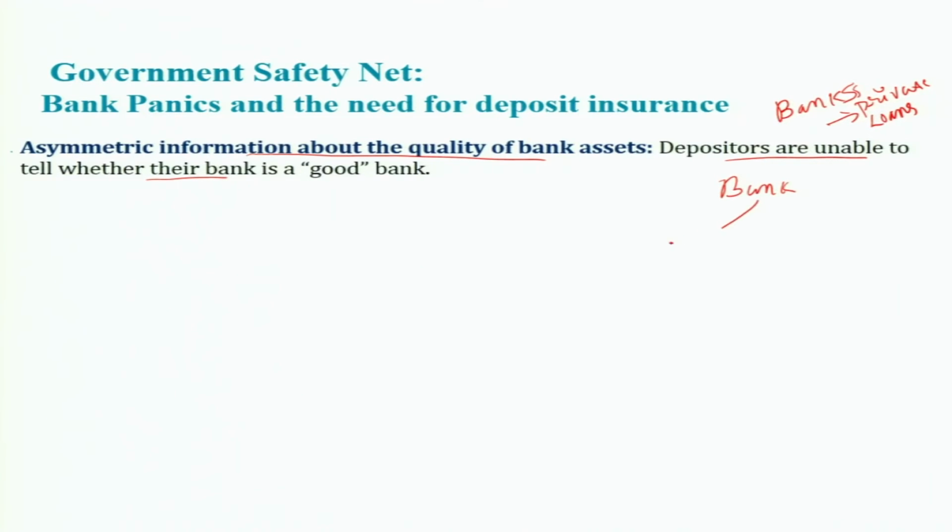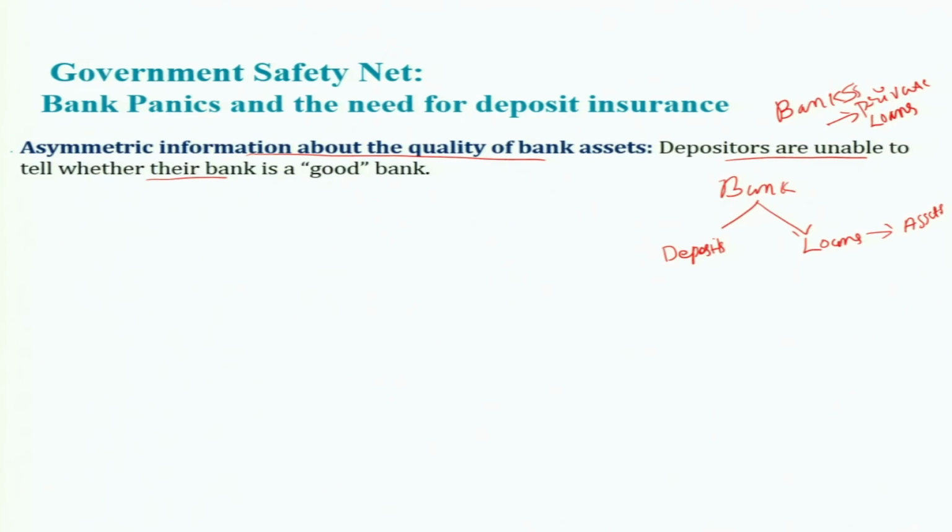What the bank does, you know that it collects deposits from the public and it makes loans, right? So it makes loans. Loans means these are the assets of the banks. So we have seen that these are the assets.